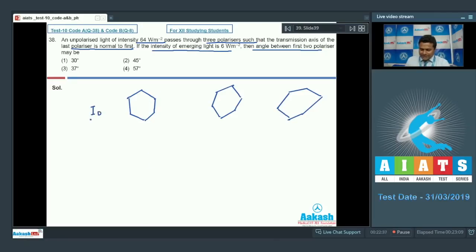Suppose I am passing I naught intensity, then after the first polarizer, the intensity of the polarized light, that is plane polarized light, will be I naught upon 2. Now suppose the angle between polarizer 1 and polarizer 2 is theta, then according to Malus law, we will get I dash, that is I naught upon 2 cos square theta.